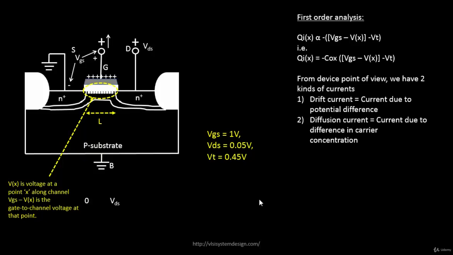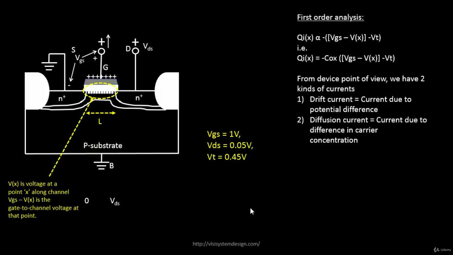And why does that water flow? It's because of the difference in the water levels, and that's exactly diffusion current. Diffusion current is the current due to the difference in the carrier concentration. You can take this analogy. Let's say this is a tank which has got more carrier concentration. This is a tank which is empty, so there will be a current flow.